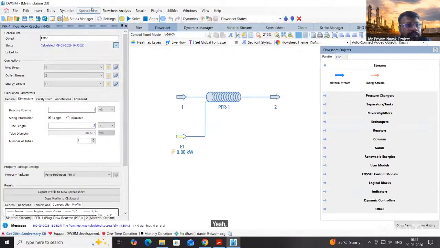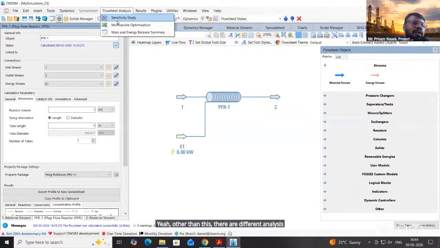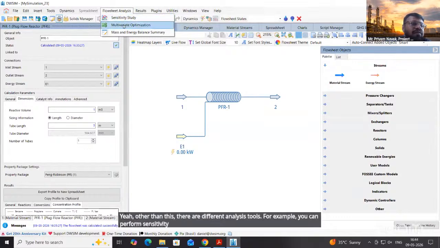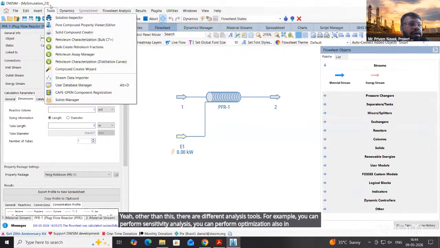Other than this, there are different analysis tools. For example, you can perform sensitivity analysis. You can perform optimization also in DWSIM. If you want, let me show you some of the utilities.